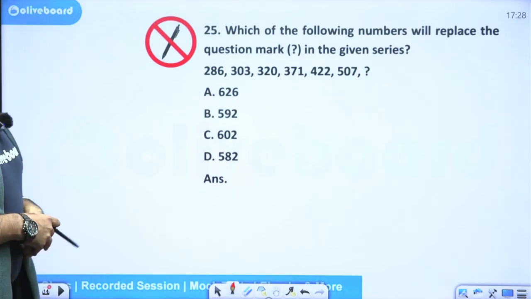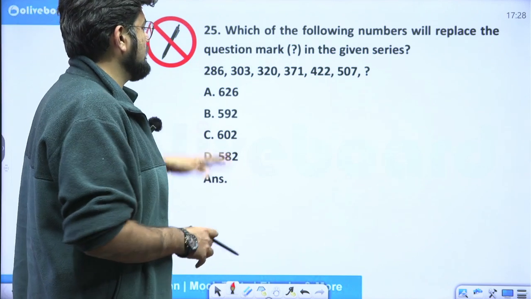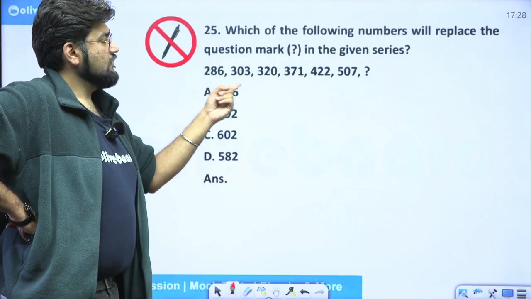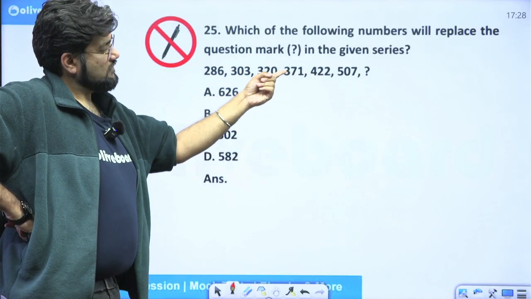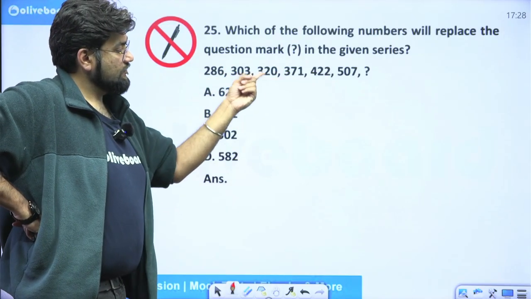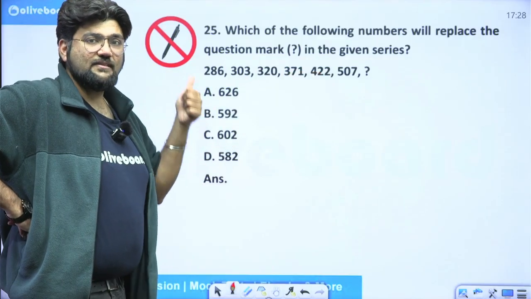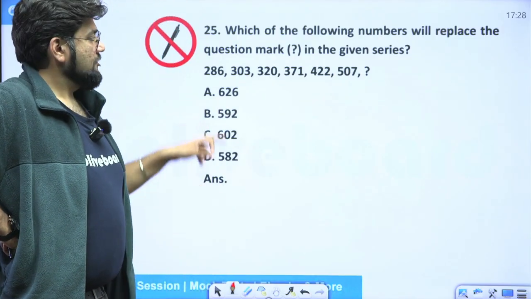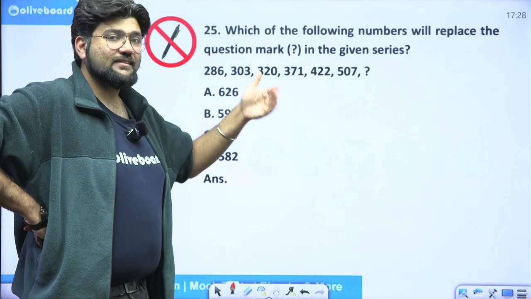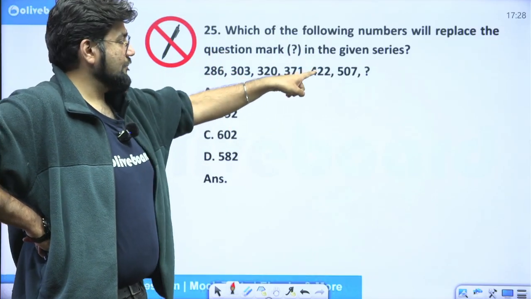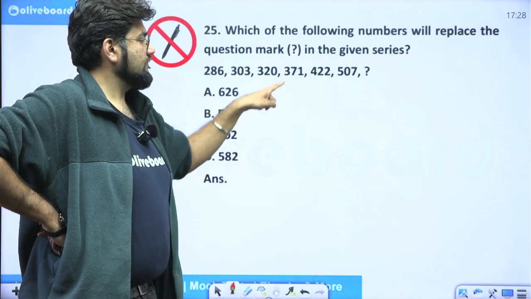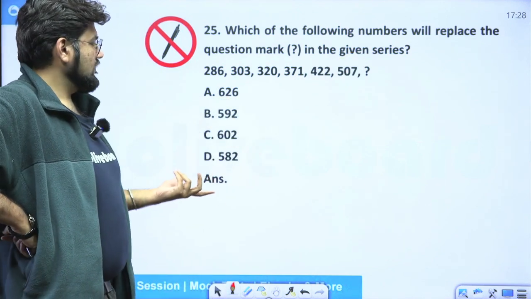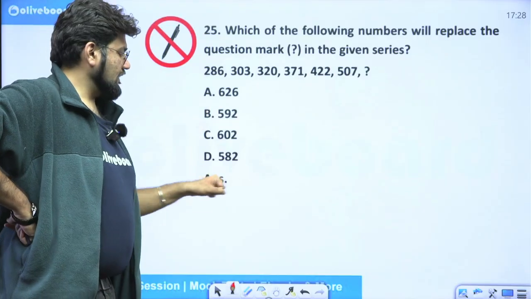Okay, 286, 303, 320, 371, 422, 507. Look at the difference. 286 and 303. Be quick at the calculation. 17 units. 17, 17. This is 51. 17, 17, 51, 51. What is happening? 17 into 1, 17 into 3. And this is 85. Isn't it? So 17 into 1, 17 into 3, 17 into 5. 85 will be repeated. And 507 plus 85 is what? It's 592. Option B is the right answer.